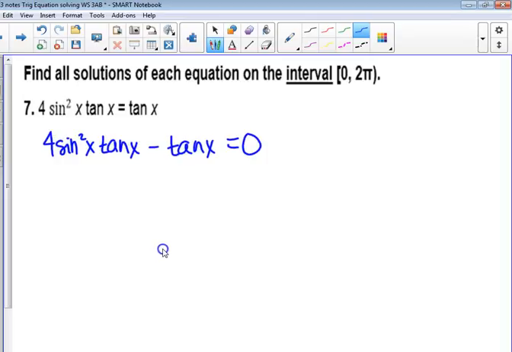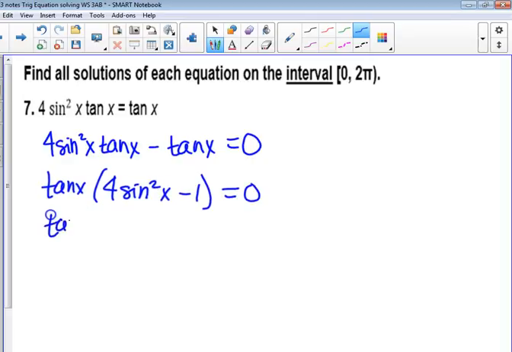We get it all to one side. What can we do then? And left will be 4 sine squared minus 1, which factors again because 4 and sine squared and 1 are all perfect squares. 2 sine minus 1 and 2 sine plus 1.